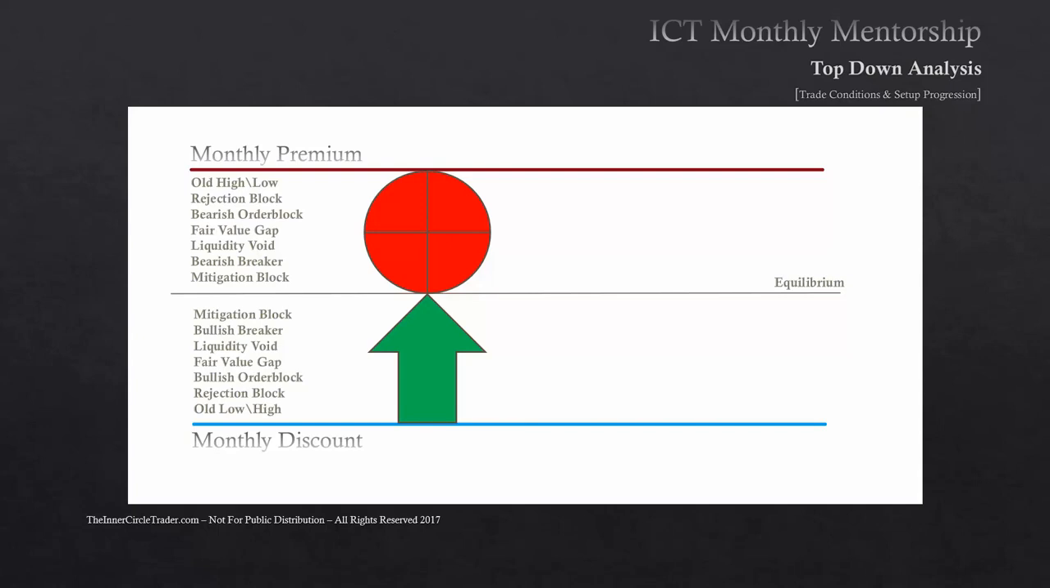And then we would look for fair value gaps, bearish order blocks, and then looking for a rejection block and or old high and old historic low. So we're looking for bullish PD arrays to buy into with the expectation of selling it at one of the monthly premium arrays.